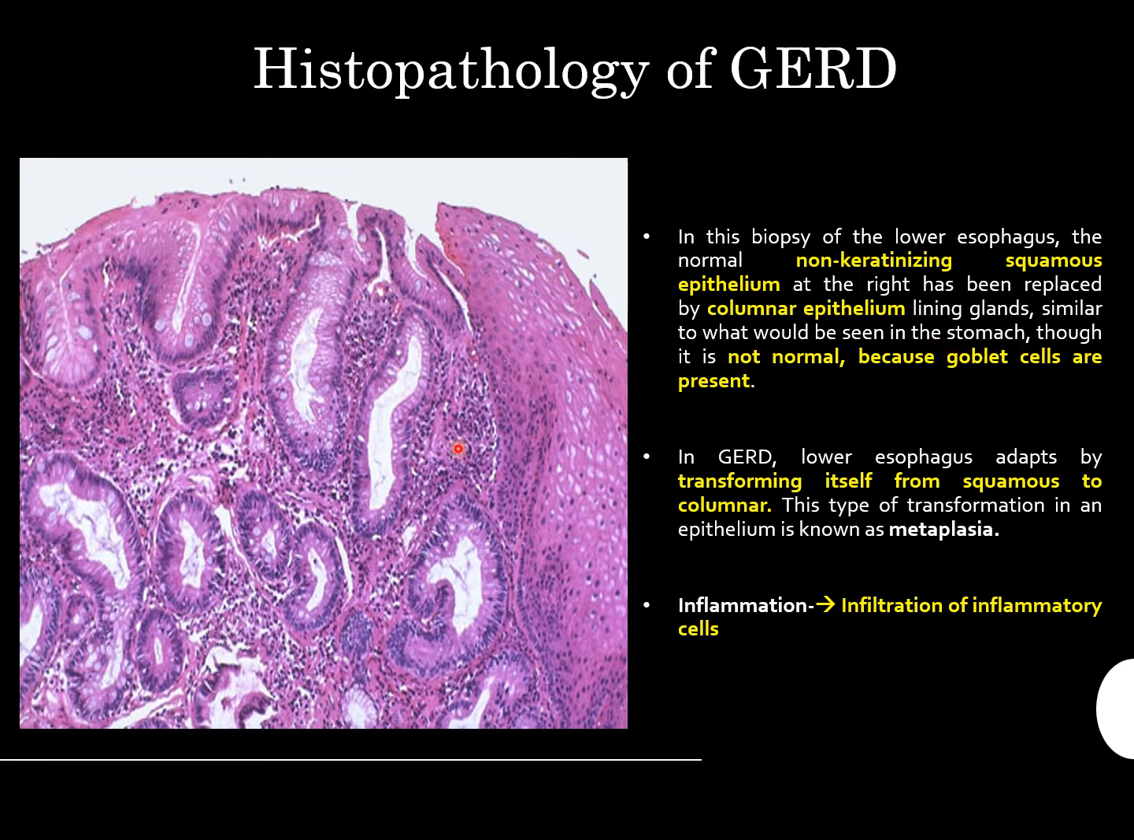This is the normal esophagus, but this is the lining of the esophagus that has been damaged because of GERD. The epithelial cells have already converted and become columnar cells with goblet cells here. This is the shape of columnar epithelial cells. In GERD, the lower esophagus adapts by transforming itself from squamous to columnar. This type of transformation is called metaplasia.